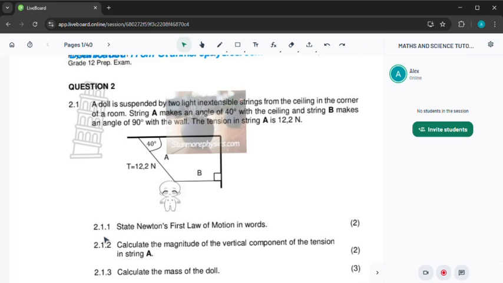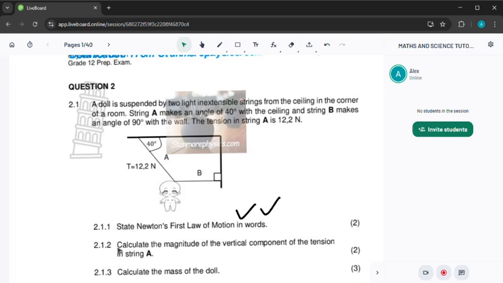Alright, Newton's first law of motion in words. It says that an object will remain in its state of rest or motion at a constant velocity unless a non-zero resultant force acts on it. That is for 2 marks.